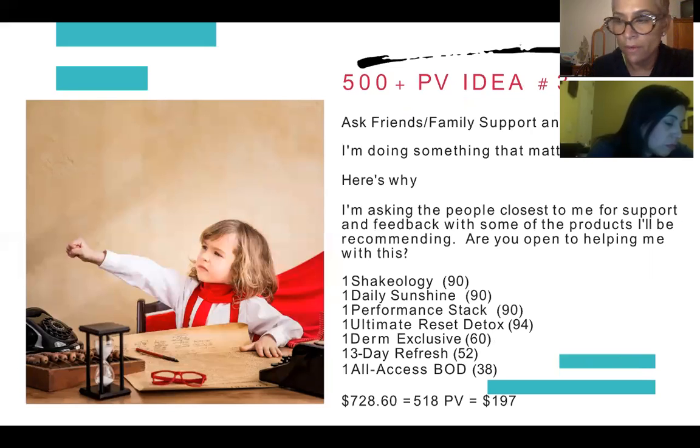Then you have Aunt Mary, who has a 5-year-old that doesn't like to eat. So, Aunt Mary, I have the best shake for Joey. Try it, just at least try it for 30 days, see how he likes it. There you go, 90 PVs on that.